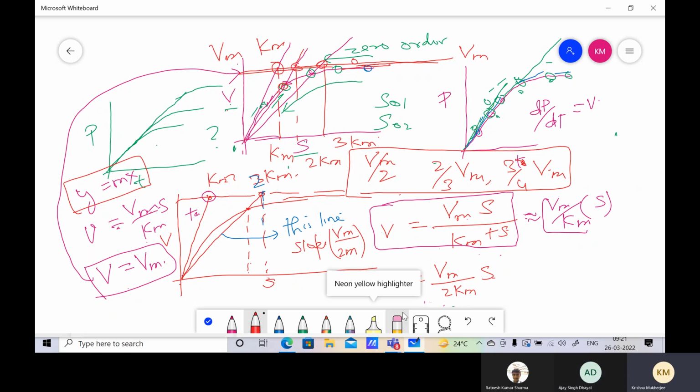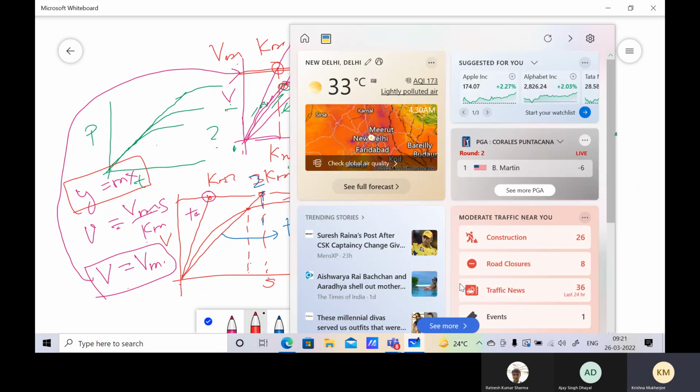Correct? Now, this is the equation. So now these are the two equations. This is 1, this is 2. So where do they cut each other? They both pass through 0, so obviously they will cut at 0. But what is the other point that they will cut? You have to put them as equals.